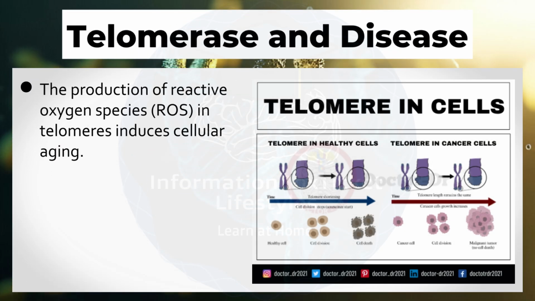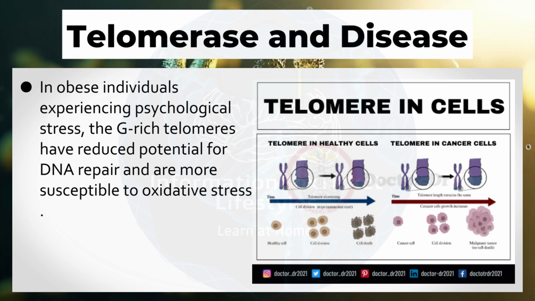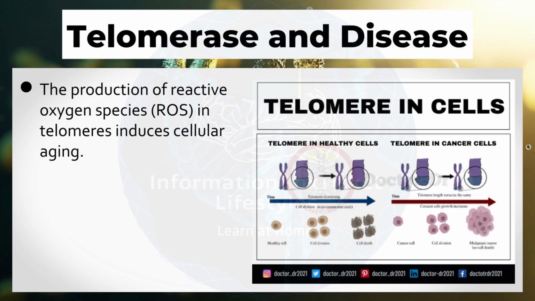The production of reactive oxygen species in telomeres induces cellular aging. Cellular aging is especially influenced by stressors such as mitochondrial dysfunction, unhealthy lifestyle choices, and medical treatments like chemotherapy and radiation. In obese individuals experiencing psychological stress, the G-rich telomeres have reduced potential for DNA repair and are more susceptible to oxidative stress. Oxidative stress leads to shorter telomeres. Longer telomeres are associated with higher levels of physical activity.